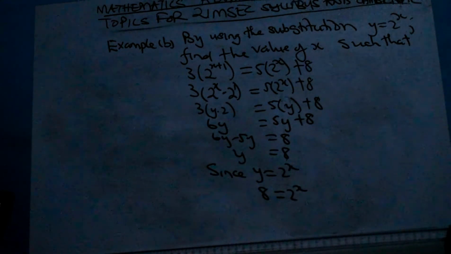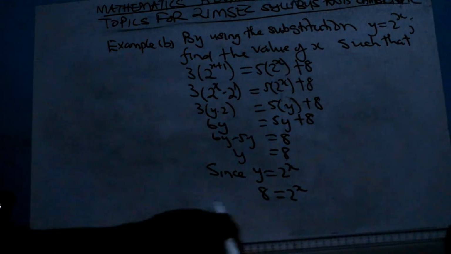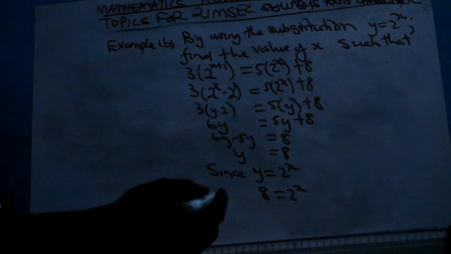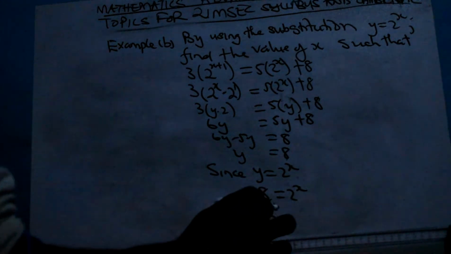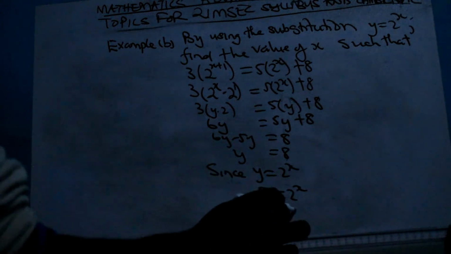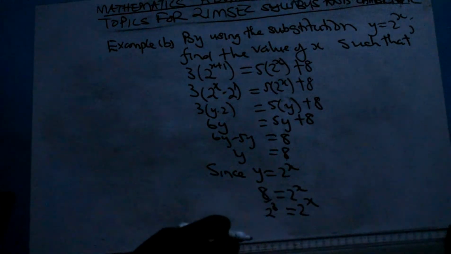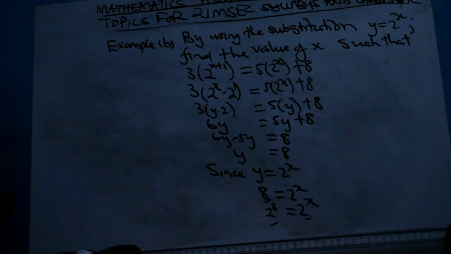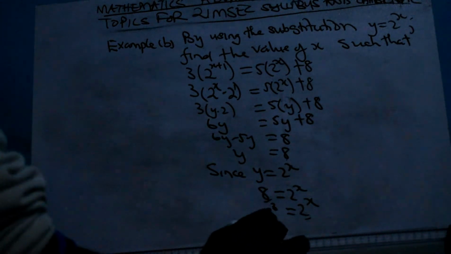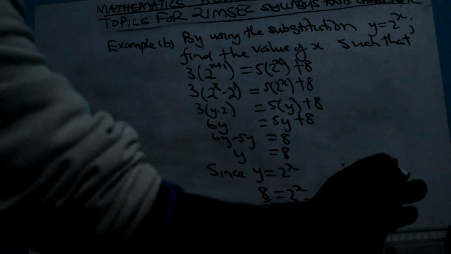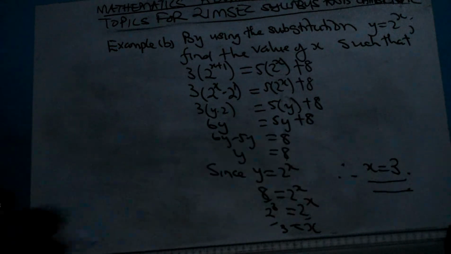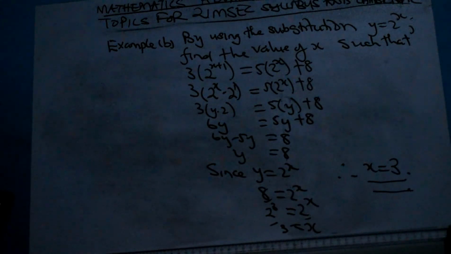The same theorem applies, where the bases should be equal to each other so that we equate the powers. 8 is as good as 2 to the power 3, that is 2 times 2 times 2, which equals 2 to the power x. Look, our bases are now equal to each other. So 3 equals x. Therefore, x equals 3. That's the value of x.